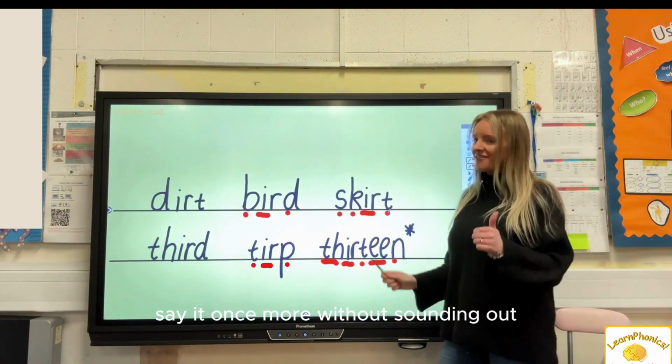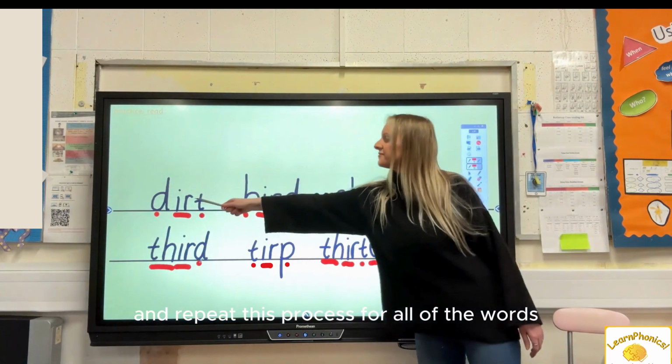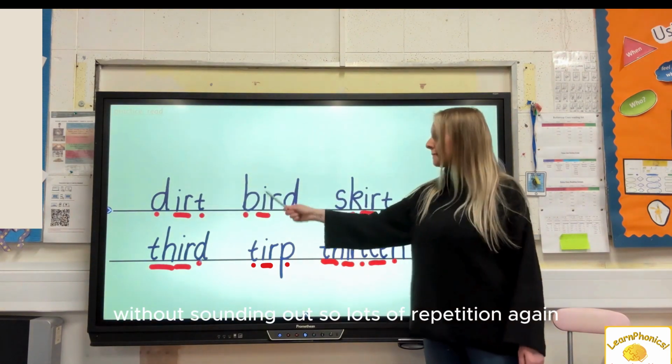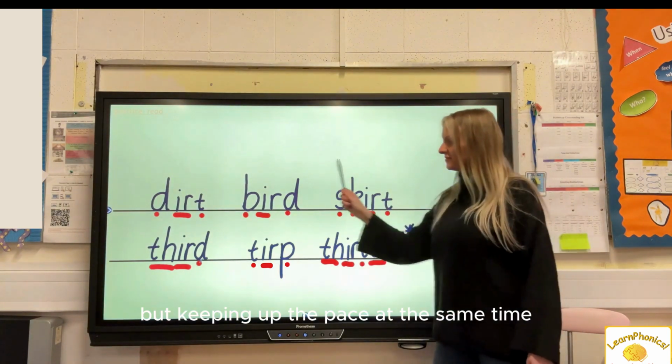Then ask the children to say it once more without sounding out. And repeat this process for all of the words, and then go through them once more without sounding out. So lots of repetition again, but keeping up the pace at the same time.